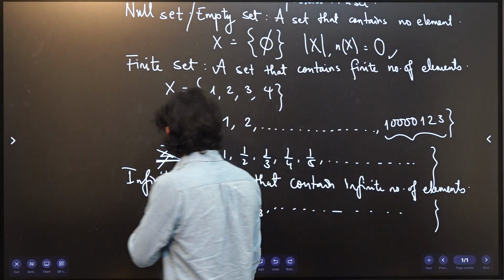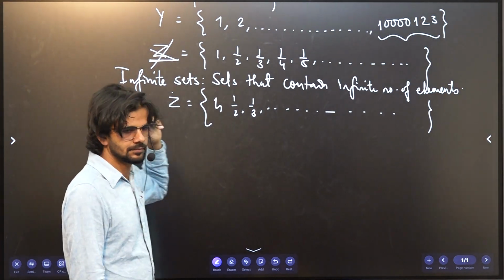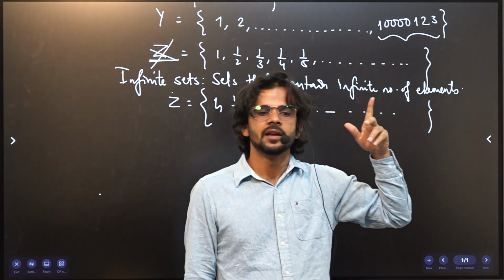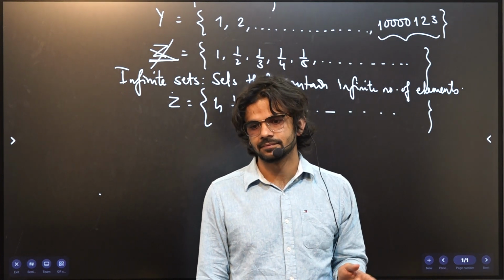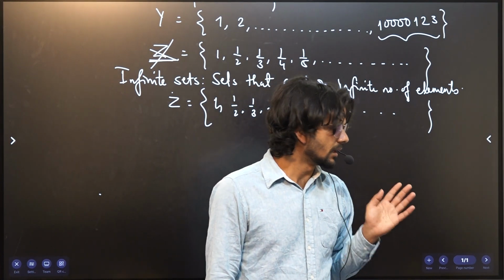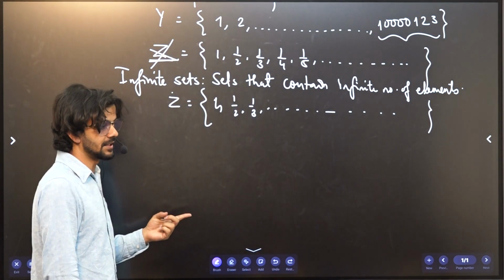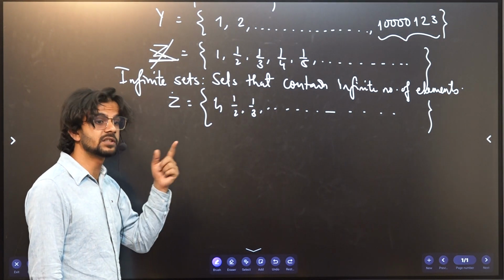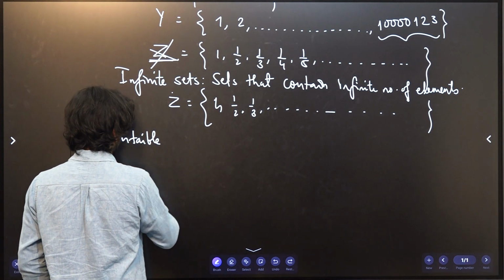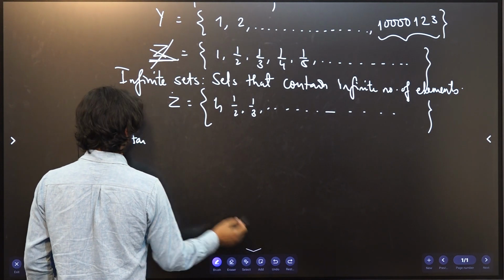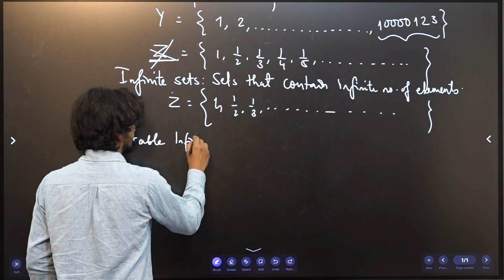इन्फिनिट सेटको कुरा थाहा भयो. इन्फिनिट सेट पनि दुई किसिमका छ, एउटा काउन्टेबल इन्फिनिट सेट छ, अर्को अनकाउन्टेबल इन्फिनिट सेट छ. Infinite sets can also be classified into two types of infinite sets. One is countable infinite sets. What's the spelling? Countable infinite set.